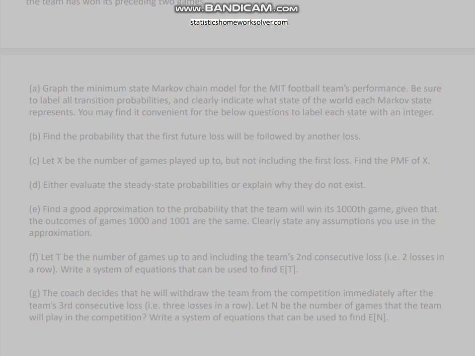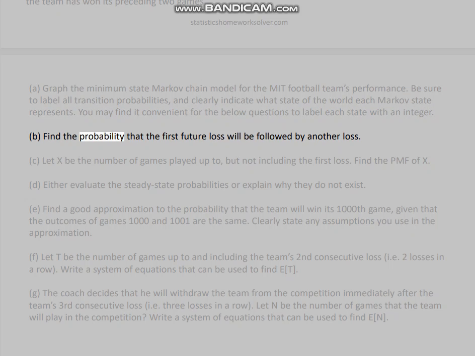A. Graph the minimum state Markov chain model for the MIT football team's performance. Be sure to label all transition probabilities and clearly indicate what state of the world each Markov state represents. You may find it convenient for the below questions to label each state with an integer.